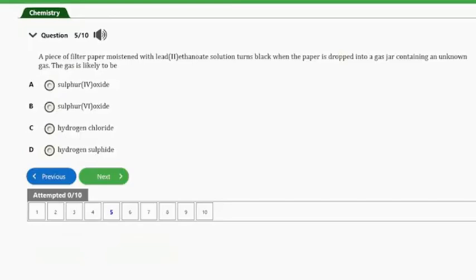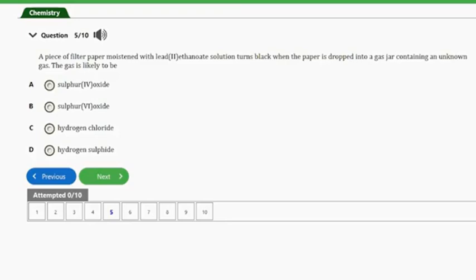So let's consider the next question. Question number 5. It says, a piece of filter paper moistened with lead 2 ethanoate solution turns black when the paper is dropped into a gas jar containing an unknown gas. The gas is likely to be A, sulfur dioxide, B, sulfur dioxide, C, hydrogen chloride, D, hydrogen sulfide.